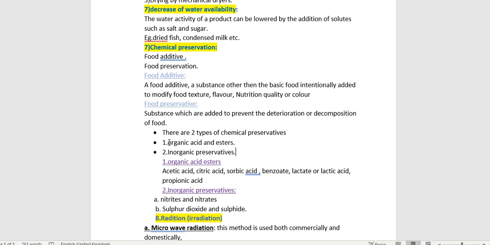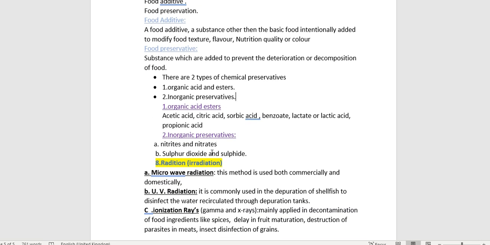There are several chemical preservatives, but basically the chemical preservatives which are most importantly used are organic and some are inorganic preservatives. Coming to the organic preservatives, we have examples such as acetic acid, citric acid, sorbic acid, benzoic acid, lactate or lactic acid, propionic acid and so on.